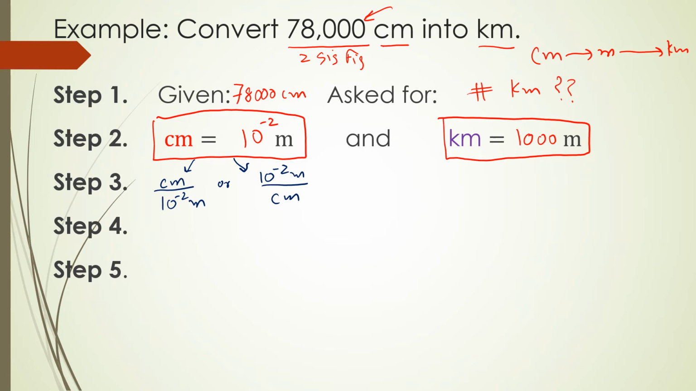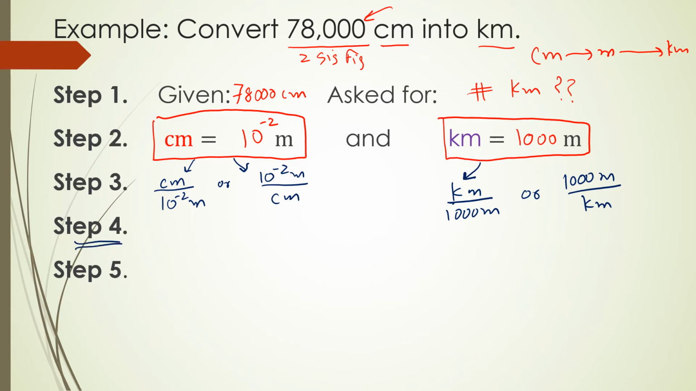Similarly, kilometers to meter will also give us two conversion factors. It will be kilometer divided by 1000 meter, or 1000 meter divided by kilometer. Okay, so each statement gave us two conversion factors. In total, we have four conversion factors. Next step is step number 4.